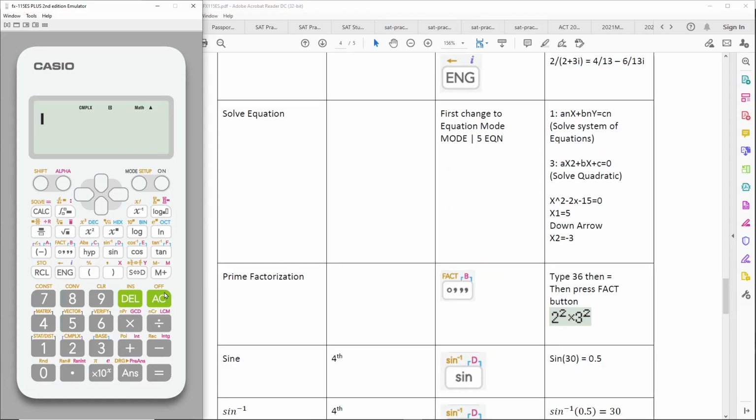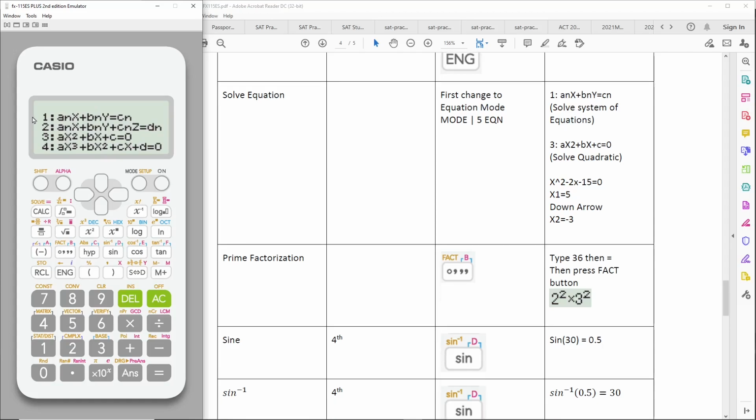So on this calculator, you can also solve equations. So I change my mode to option 5 for equation. Option 1 allows you to solve a system of linear equations with 2 variables. Second one with 3 variables. Third is a quadratic. And 4 is a cubic.